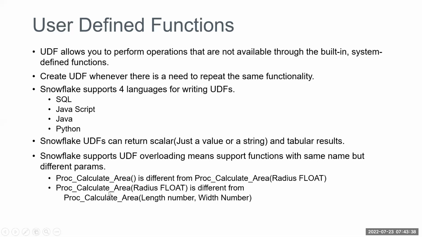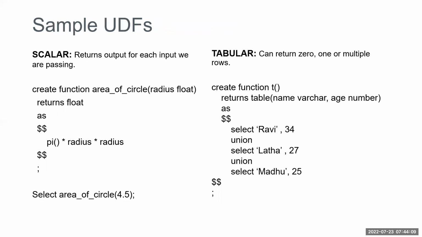If you see the name, they are both the same name, but with different parameters. That means these two are two different functions in Snowflake. They are not the same. That is what we call UDF overloading. In Java or JavaScript, we call this method overloading: using functions with the same name but with a different number of parameters or different types of parameters. So this is about user defined functions, and these are some sample UDFs.